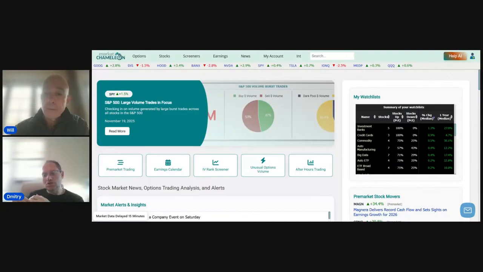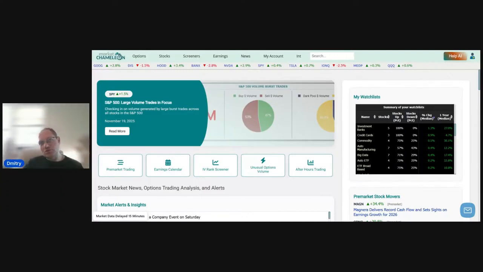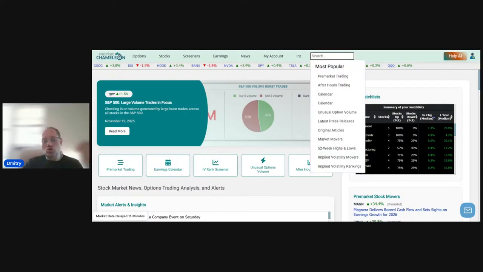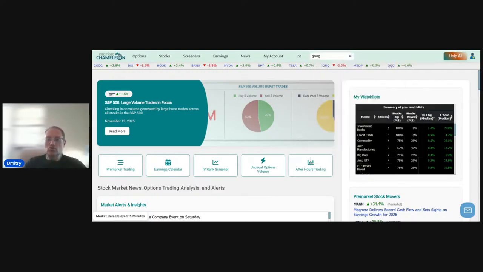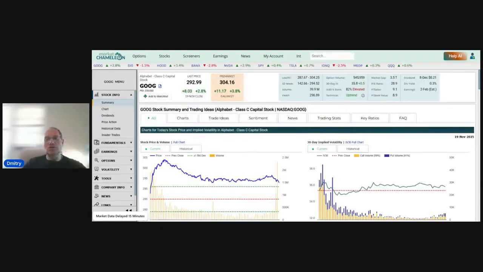Good morning, everyone. And yeah, we'll discuss today the differences between dark pool volume versus lit exchanges. I think what I'll do is just navigate to a stock symbol so we can look at the breakdown and then discuss what that means. So let's go to Google. We'll just go to default Google, type in the symbol, and you land on this summary page.